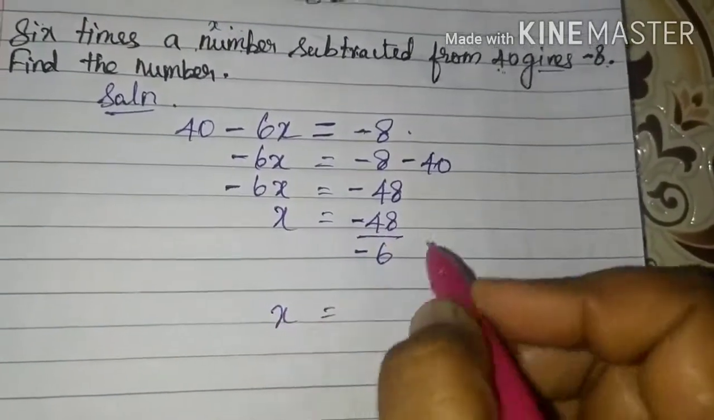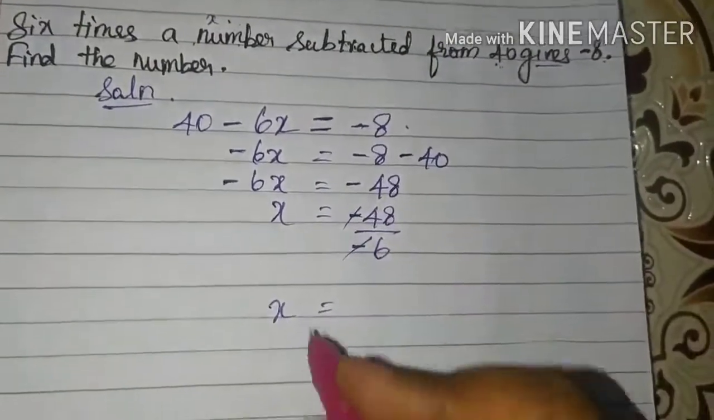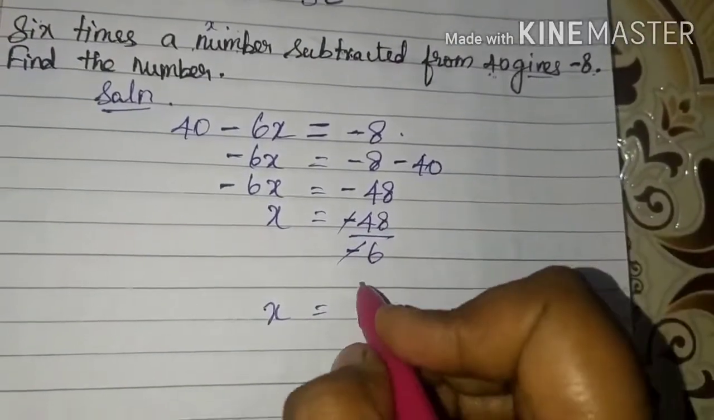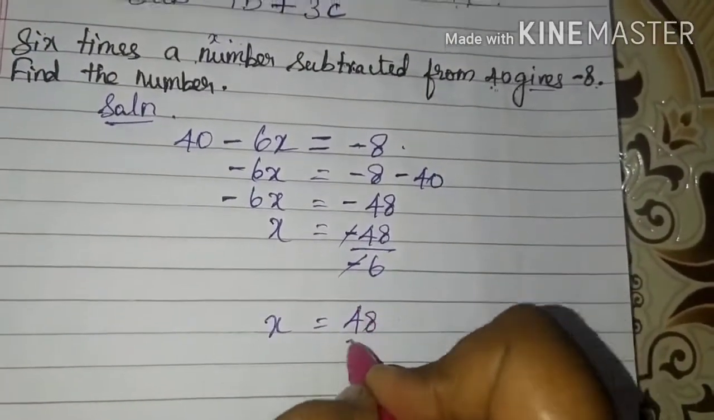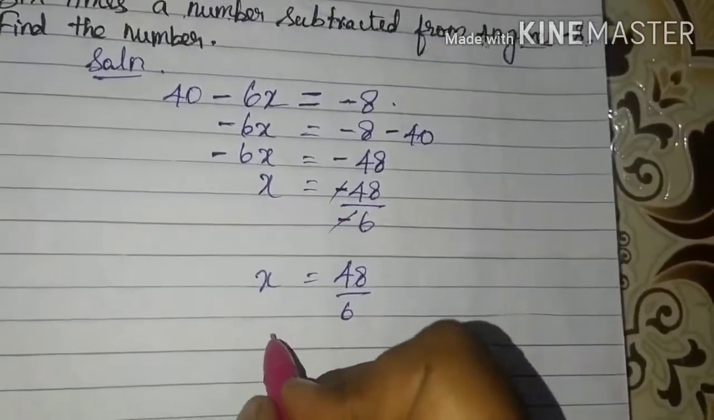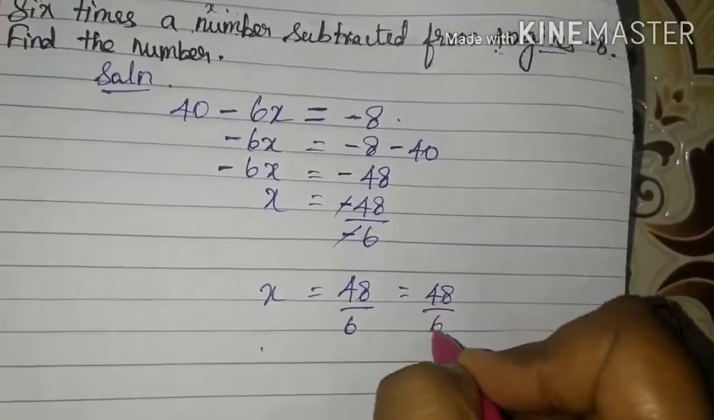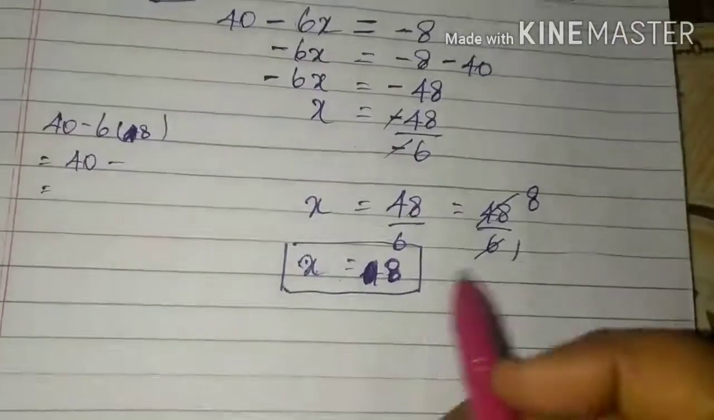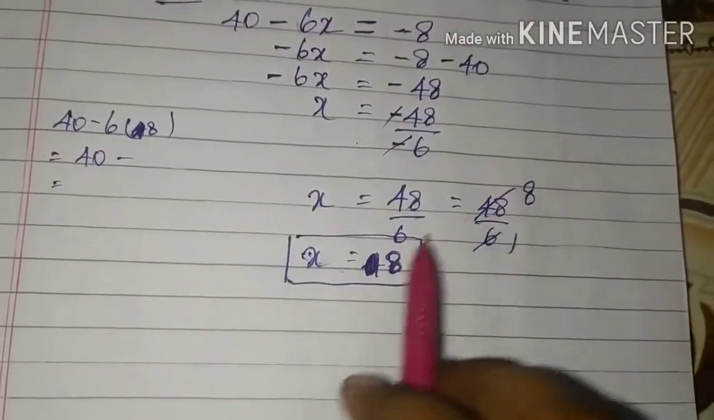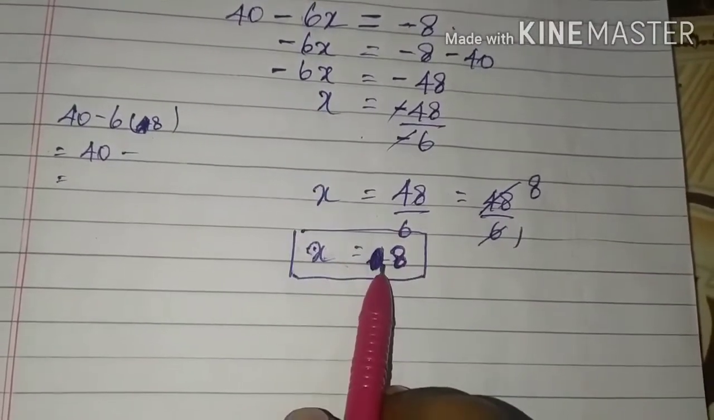So x equal to minus cancel பண்ணிடுங்க. So 48 divided by 6. What will I get? 48 divided by 6. 6 8s are 48. So do the cancellation here. 48 divided by 6, 6 1s are 6. 6 8s are 48. So x equal to 8.